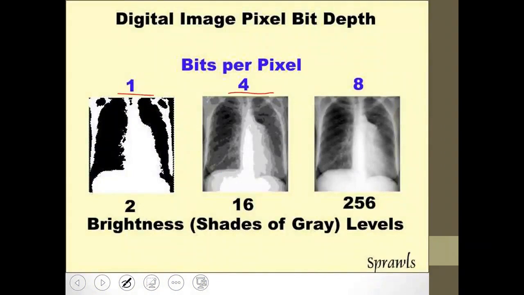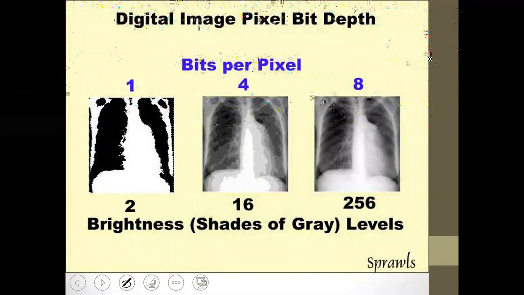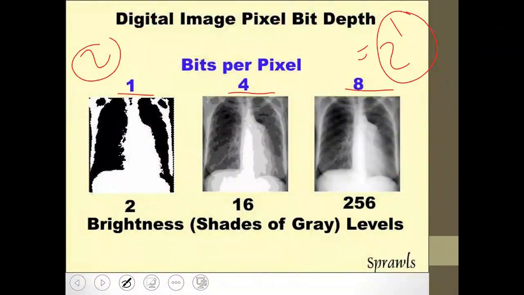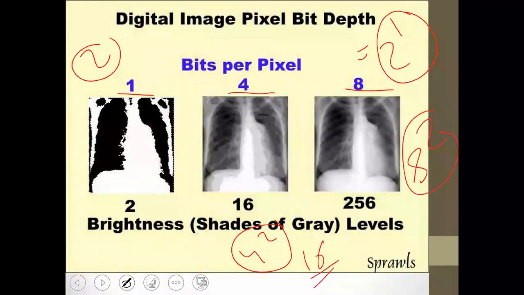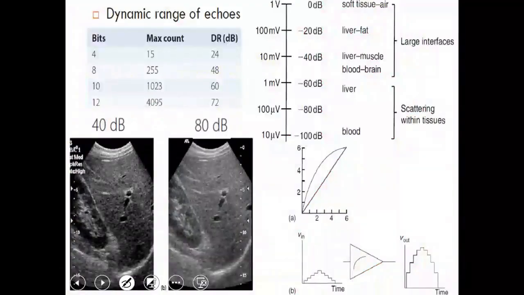I would say 2 to the power of 1 gives you the number of gray values or shades of gray you can take. This initial image only had 2 gray values, black or white. For 4 bits, 2 to the power of 4 gives you 16 gray values. For 8 bits, it would be 2 to the power of 8. Each pixel can take 256 values, allowing for significant differentiation.